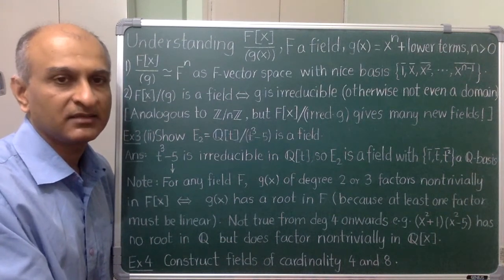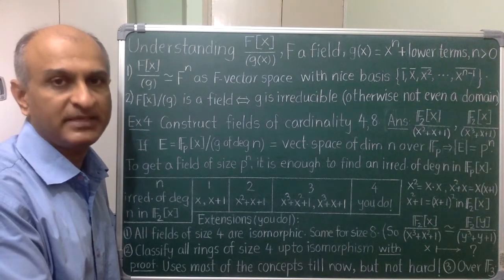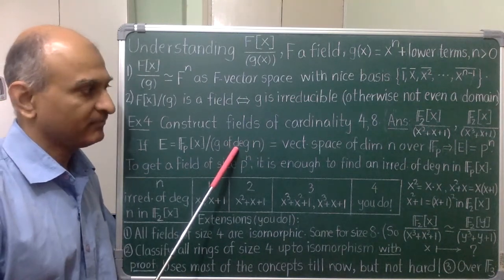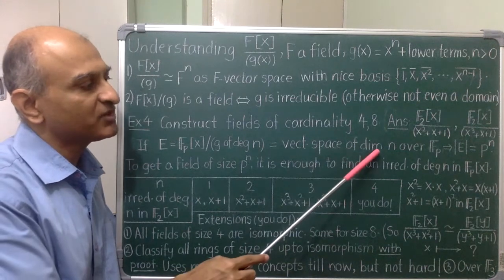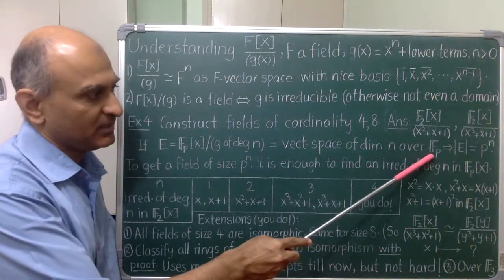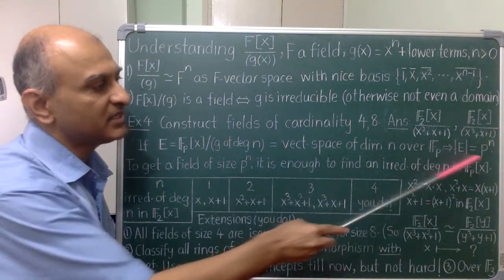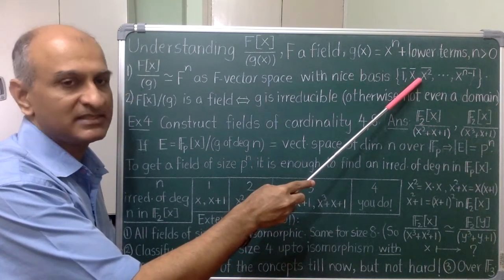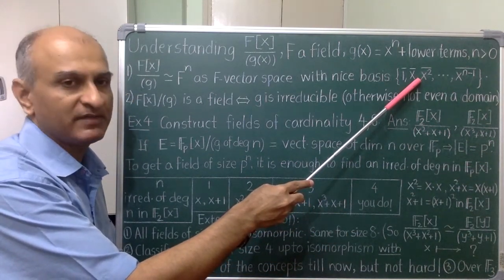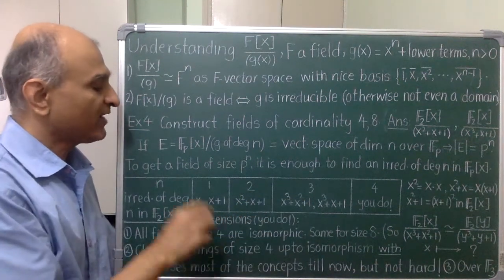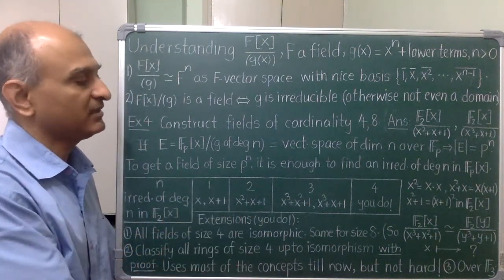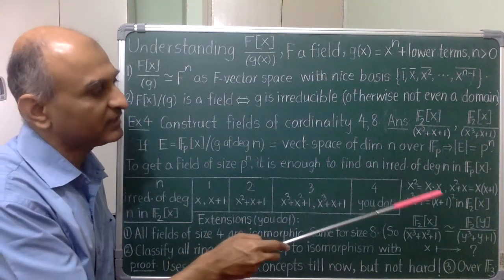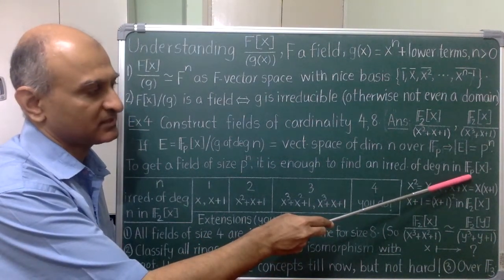So try that. If I start with F_p[x] and go modulo a polynomial of degree n, I get a vector space of dimension n over F_p. So the cardinality of this ring is p to the n, because the coefficient of any basis vector can be chosen in p ways. So if I want a field of size p to the n, then it's enough to look for an irreducible polynomial of degree n in F_p[x].